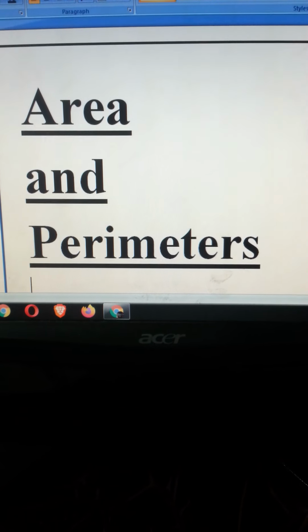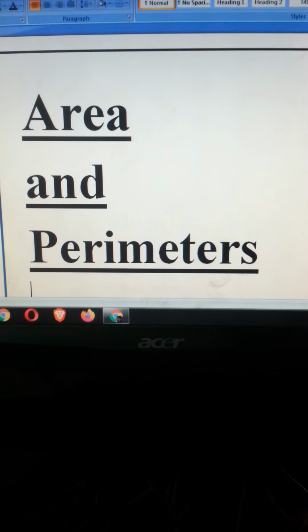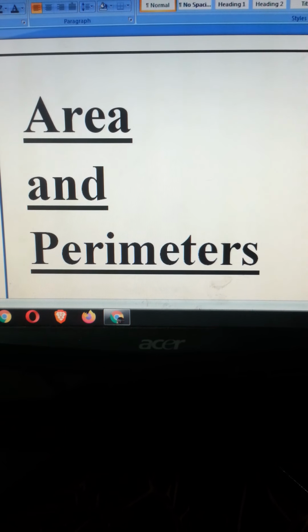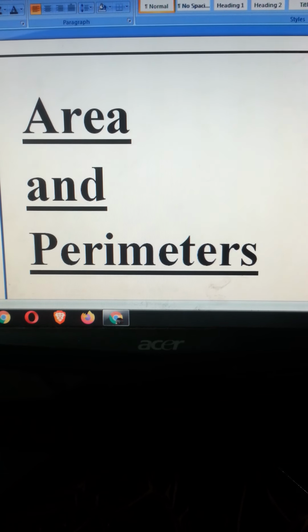Hello kids. Today we are going to start a new topic about area and perimeter. It belongs to geometry mathematics.